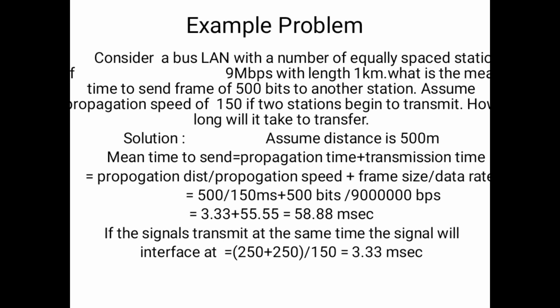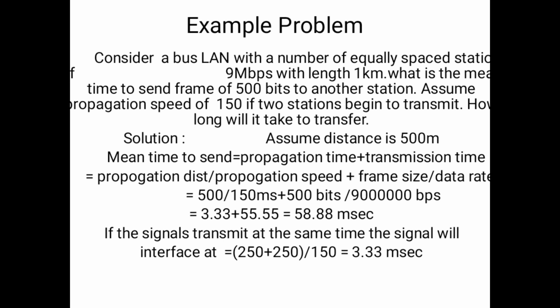Assume the distance is 500 meters. The mean time to send a packet is equal to propagation time plus transmission time. The propagation time is taken as the propagation distance by the propagation speed, and the transmission time is taken as the frame size divided by the data rate. What is data rate? The time to transfer the data.